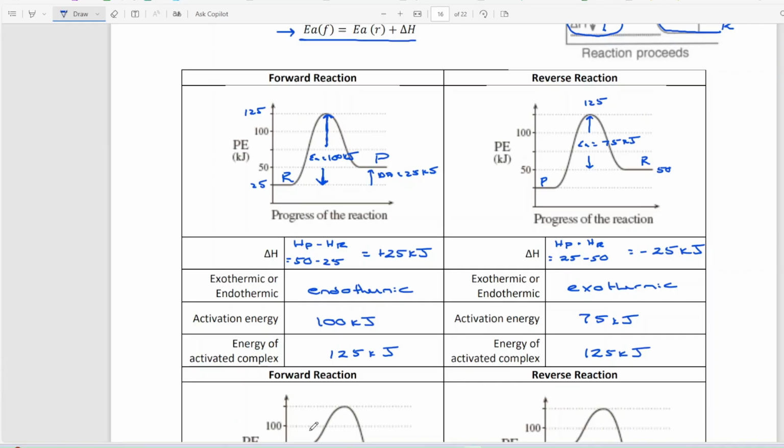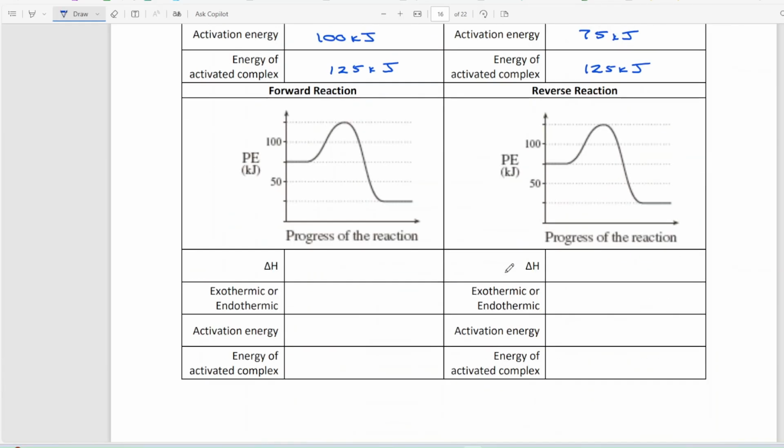Okay, so now pause the video, and I want you to give these two a go, and then we're going to do a couple more examples after this.